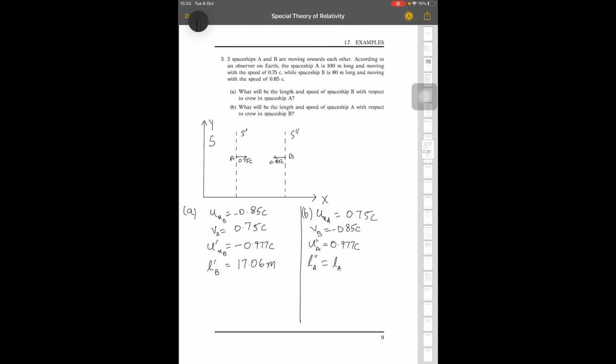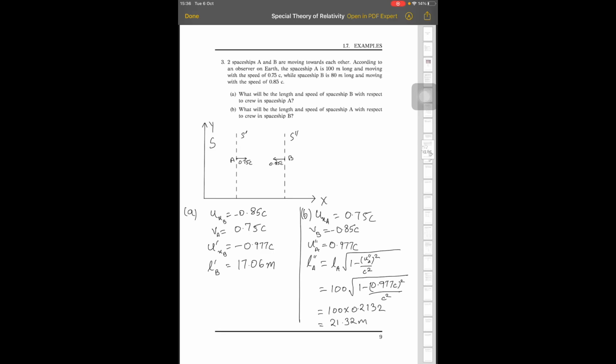Now we use the length contraction formula for our spaceship A, and length of A equals LA root of 1 minus u double dash A square upon C square, which is equal to 100 root of 1 minus 0.977 C squared upon C squared, which is equal to 100 into 0.2132, which is equal to 21.32 meters. Now this ends the third question.